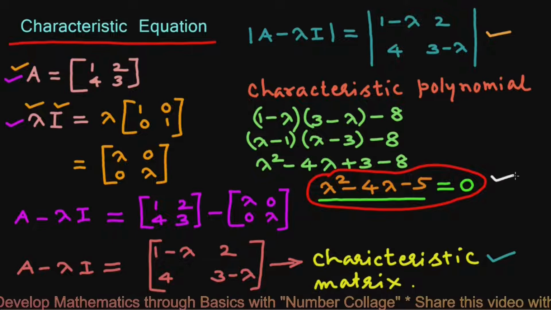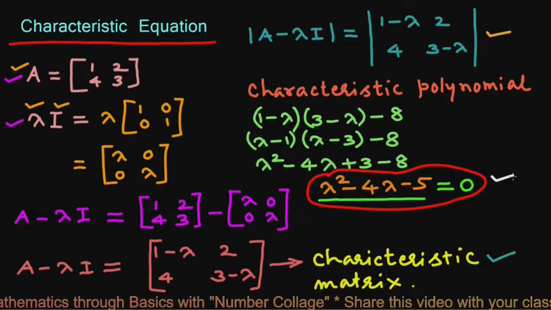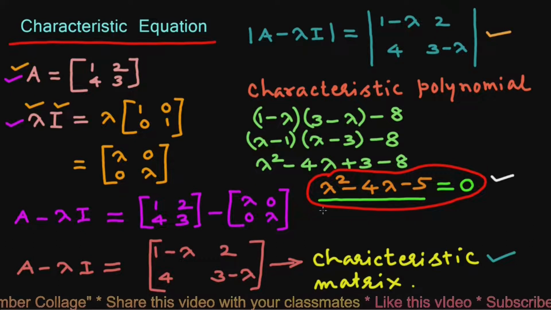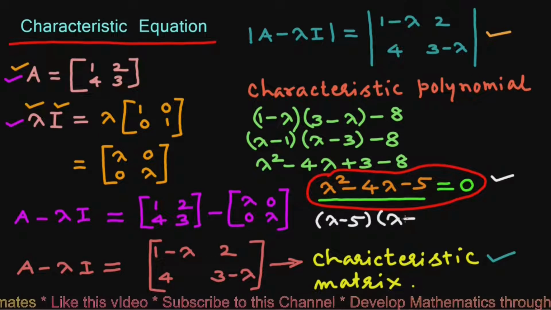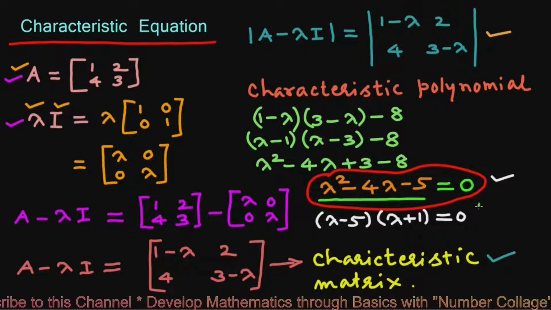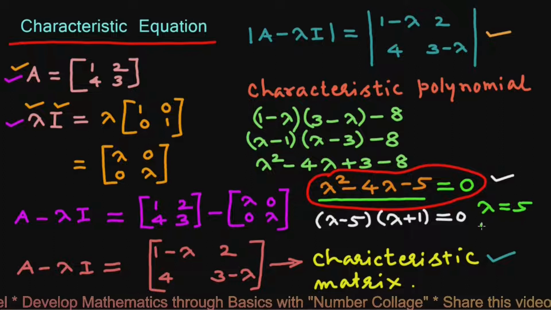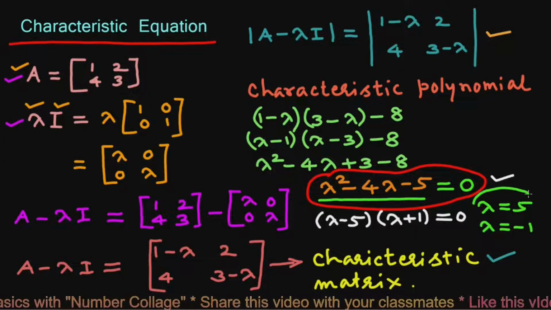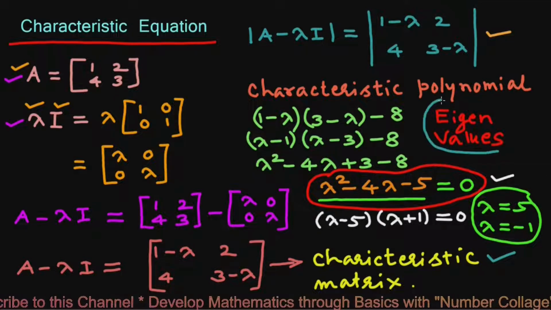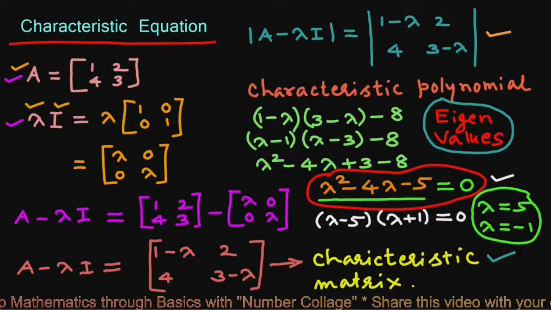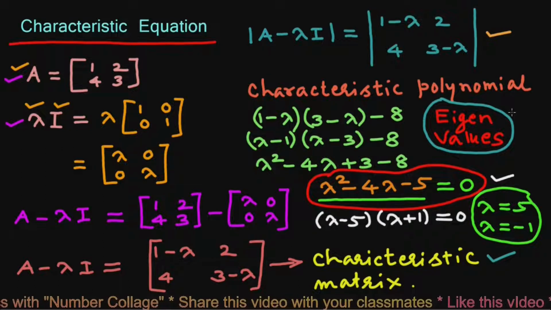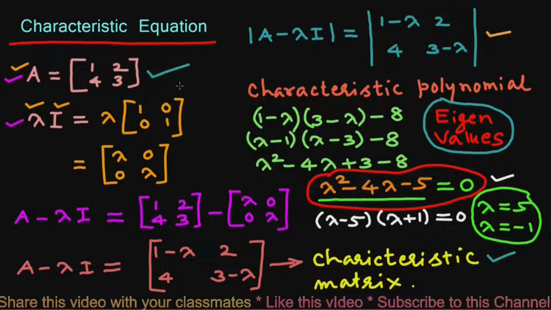This characteristic equation is a quadratic equation in lambda, which can be solved by factorizing this quadratic polynomial, which will be (lambda minus 5)(lambda plus 1) equals 0, and this gives two values of lambda, the first being lambda equals 5 and the second being lambda equals minus 1. Now these values of lambda are known as eigenvalues or proper values, because the word eigen in German means proper. So these are eigenvalues or proper values of the matrix A = [1, 2; 4, 3].